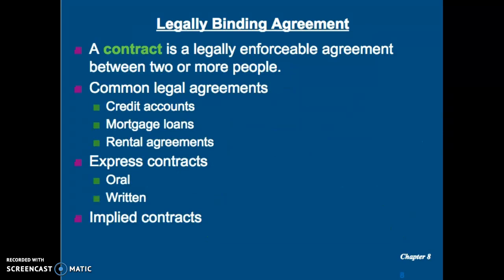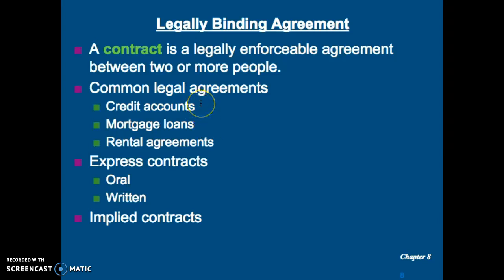Moving on to 8.2, we start getting into the legality and the agreements section of this chapter. So hopefully we've all heard of the term contract before, and we know that it's an agreement. It could be between two or more people, and the chapter or section in 8.2 gives you some common legal agreements that you should be familiar with.